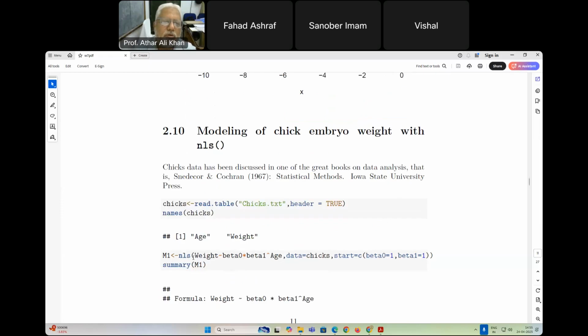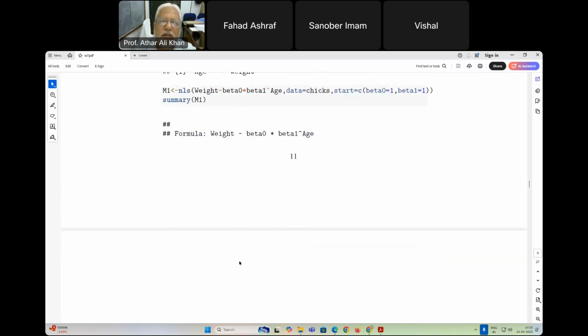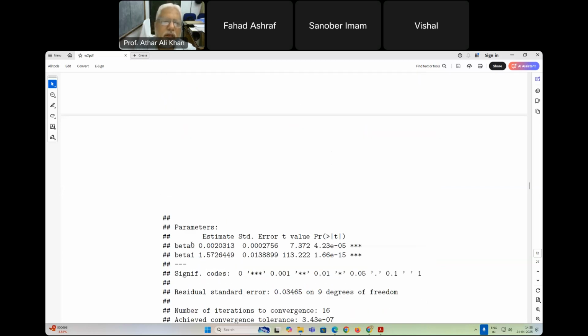Now m1 is equal to NLS of weight. Actually, the model is being fitted here. This is the formula: weight modeled as beta naught times beta 1 raised to the power age, data equal to chicks, start beta naught equal to 1, beta 1 equal to 1. And this is the summary of results. This is the estimate of beta naught, this is beta 1, this is the standard error. These results are in close agreement with the results we obtained with optim.